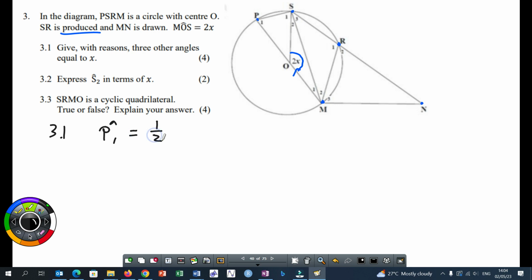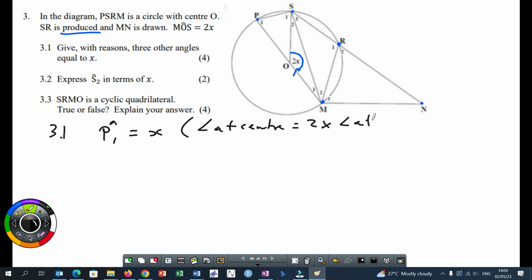to half of obtuse, but in this case, we don't have to worry much about half of. We can just write x, and our reason will be angle at center is equal to 2 times angle at circumference. Okay? Are you following there? Can you look, please? Do yourself a favor, you need to look. So P1 is x, our reason, angle at center is 2 times angle at the what? Circumference.